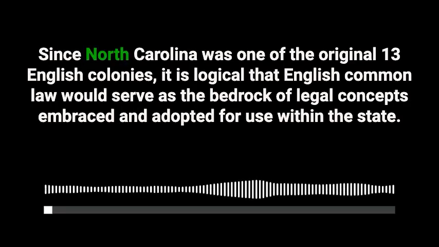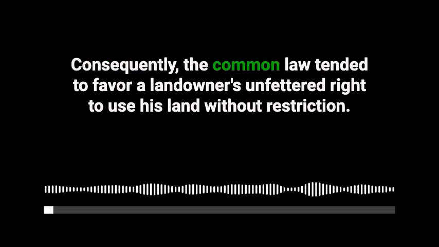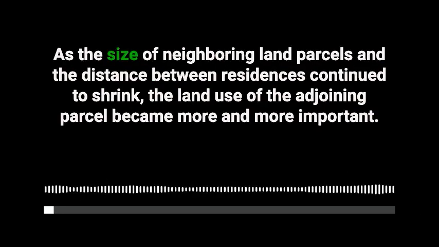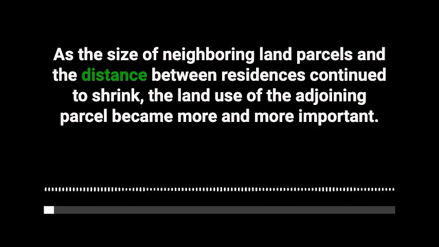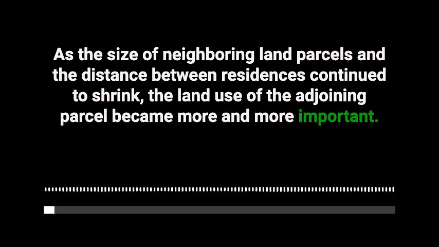Introduction. Since North Carolina was one of the original 13 English colonies, it is logical that English common law would serve as the bedrock of legal concepts embraced and adopted for use within the state. Consequently, the common law tended to favor a landowner's unfettered right to use his land without restriction. As the size of neighboring land parcels and the distance between residences continued to shrink, the land use of the adjoining parcel became more and more important.